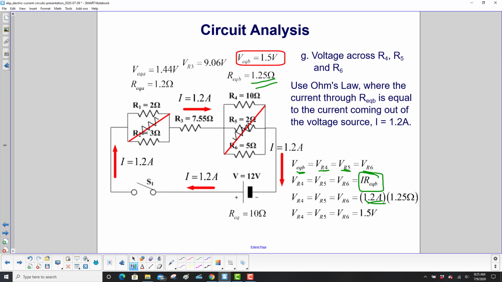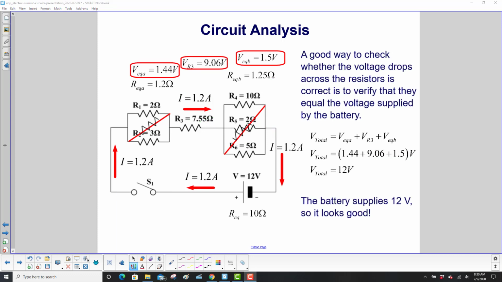1.2 amps is the current. Right, this current here, it all goes through the equivalent resistance. See, that's where this diagonal would be helpful. Some people like doing that. I actually don't, but I've seen it done. The equivalent resistance is 1.25 ohms, and we find the voltage drop is 1.5 volts.